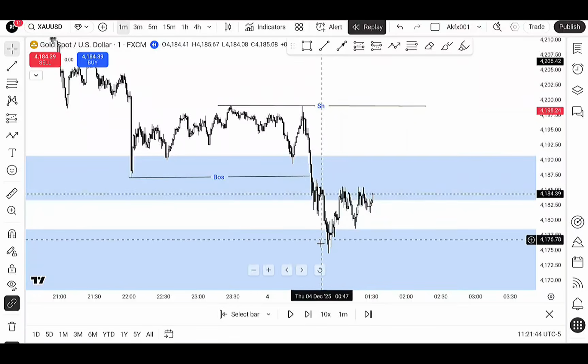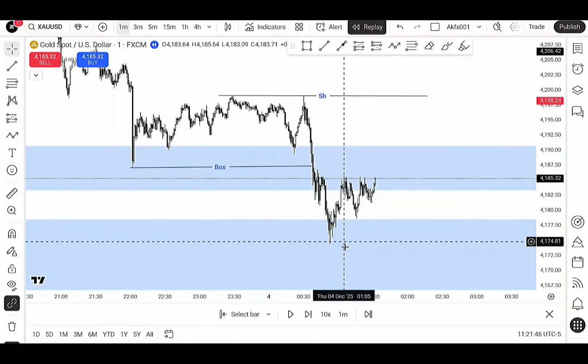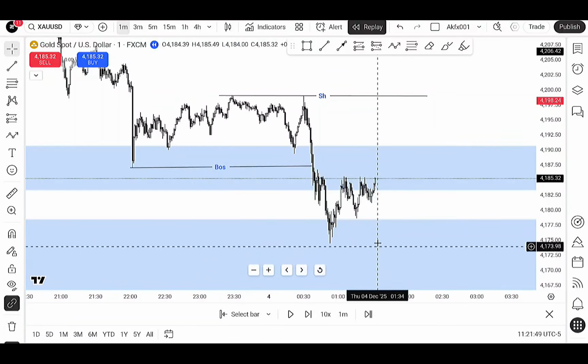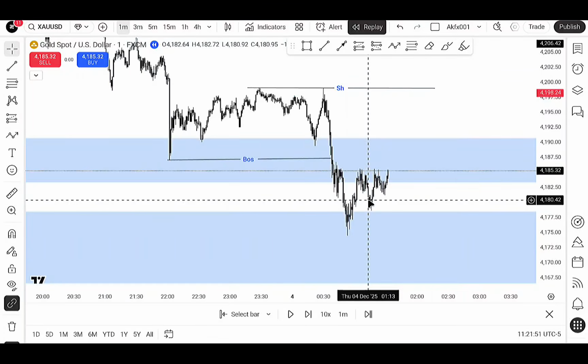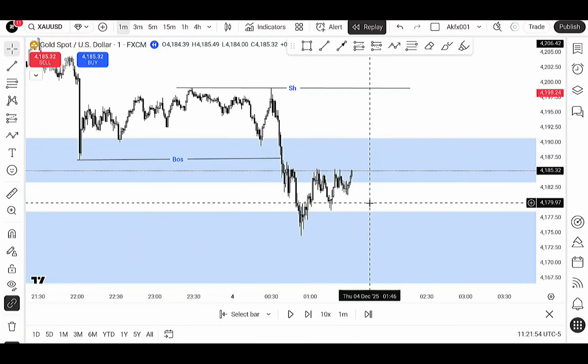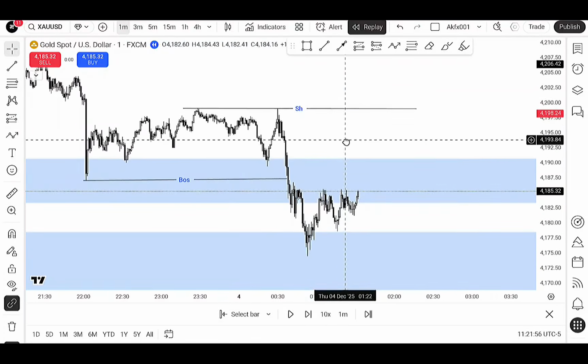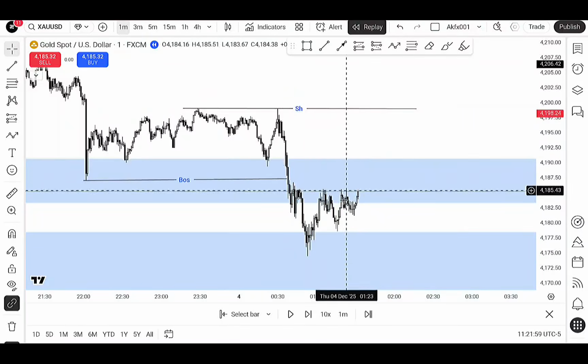Alright, the market has officially tapped into our final order block. Now we are very much assured. Let's see the reaction of the market. If it gives us a buying opportunity, we buy. If there is no opportunity, we stay out of the market. That is how you trade smart.